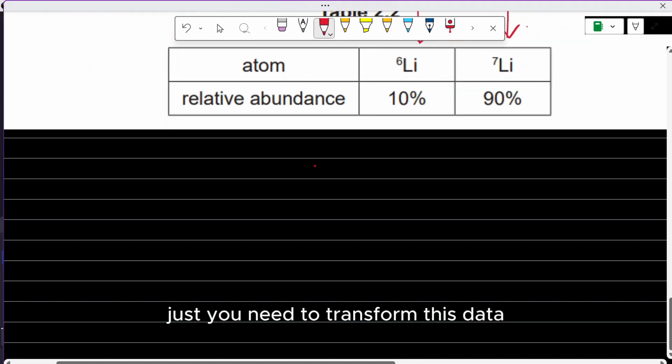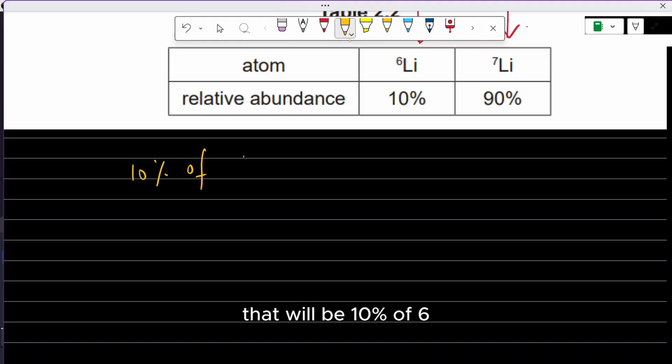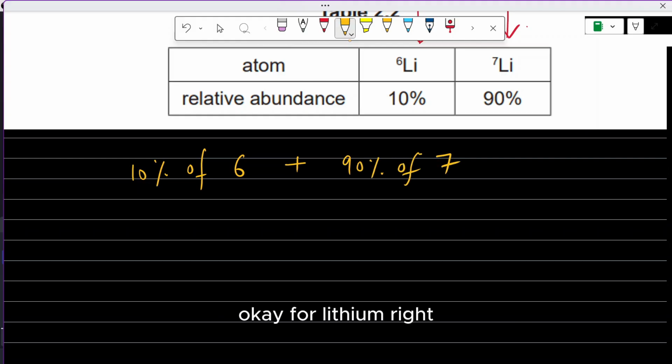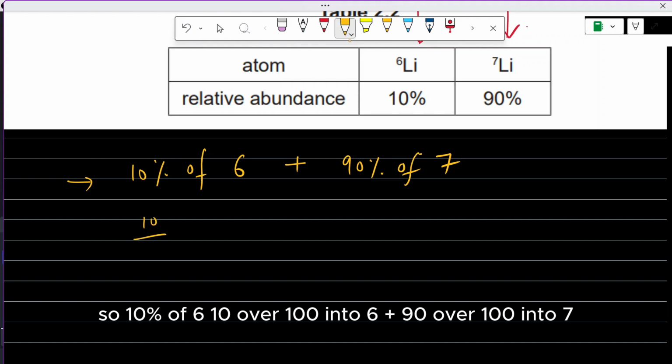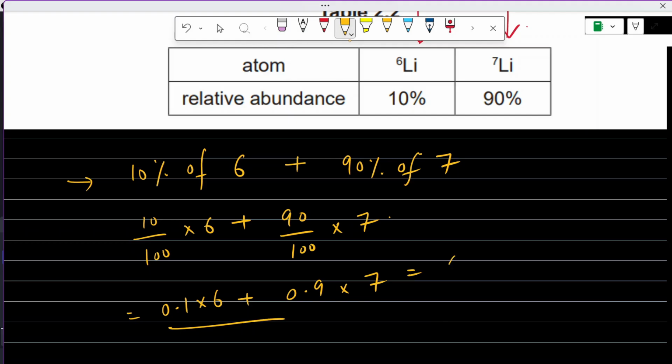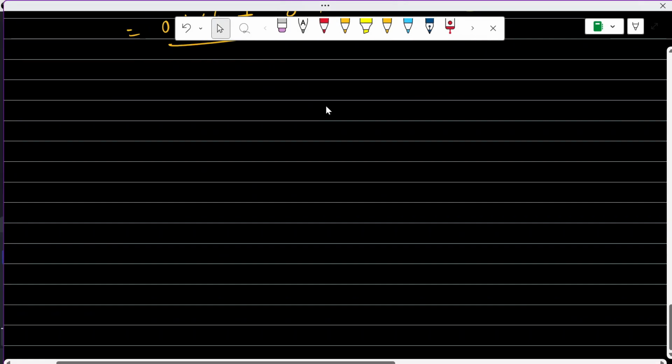You just need to transform this data into a mathematical expression. That will be 10% of 6, and you have to add 90% of 7. Okay, for lithium, right? So 10% of 6, 10 over 100 times 6 plus 90 over 100 times 7, right? So if you simplify this, you'll get 0.1 times 6 plus 0.9 times 7. You'll get 6.9 as the relative atomic mass. So go ahead and try this question by yourself.